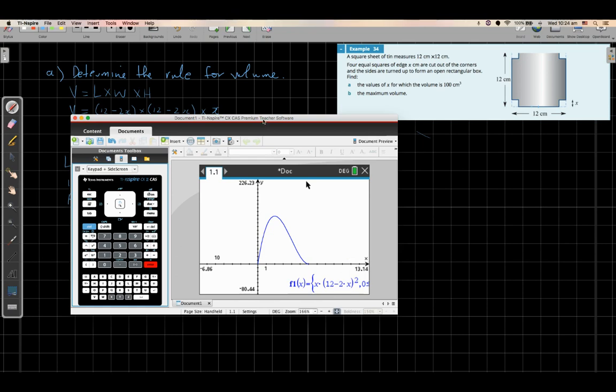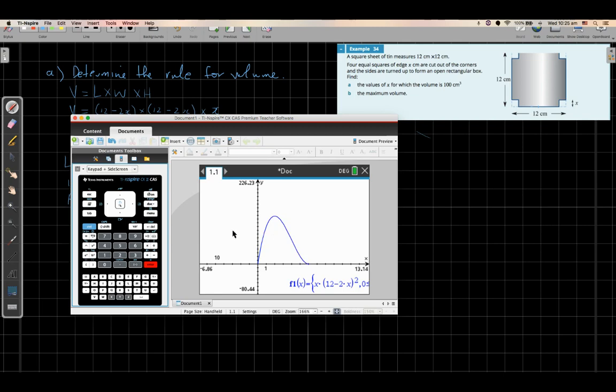The next bit says find the maximum volume. Well, where's the maximum volume? Sorry, no, the first bit we need to work out the values of x where the volume is 100 centimetres cubed. To do that, we create another graph over the top of this one, representing the volume equaling 100. We draw a horizontal line straight across where V equals 100, and where it cuts this graph will represent the x values where the volume is 100.